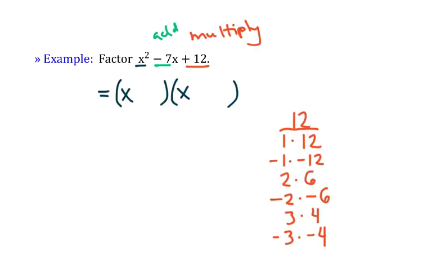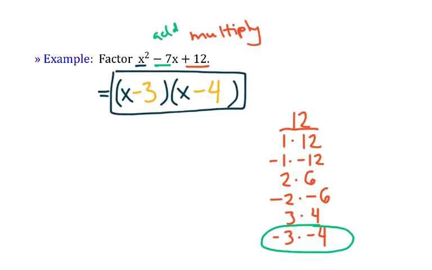If I walked through each of these and added up what the result would be, the only pair that would add to -7 would be -3 and -4. So x minus 3 times x minus 4 would be our factored form. And as we noted in the previous example, if you want to flip around the order, in this case we could have also said x minus 4, x minus 3. Both of those would FOIL back to the original. I'll leave the check for this one to you as well.